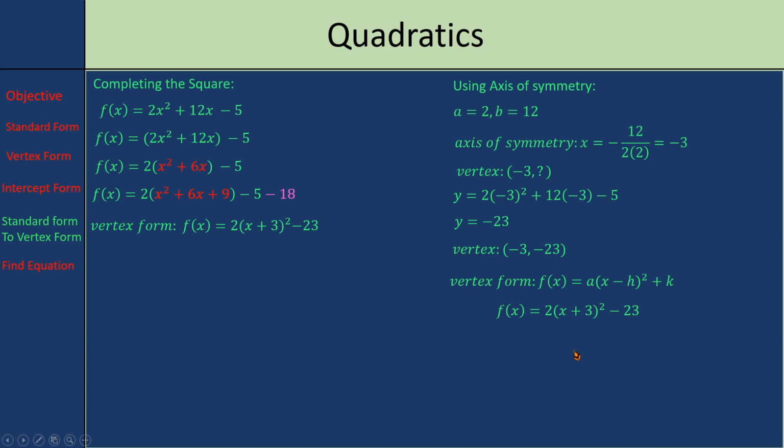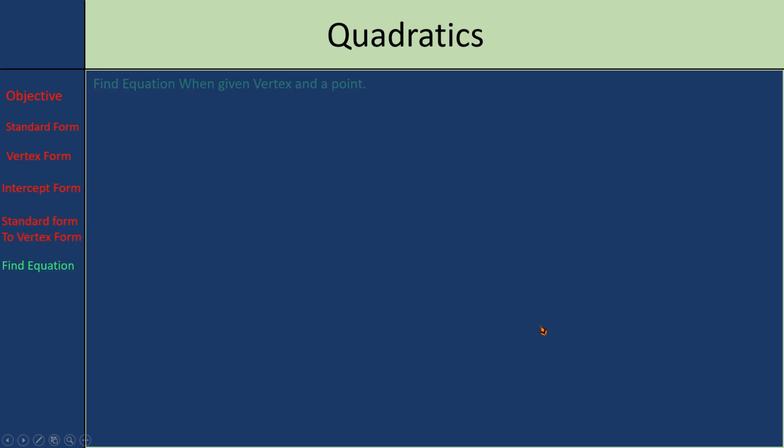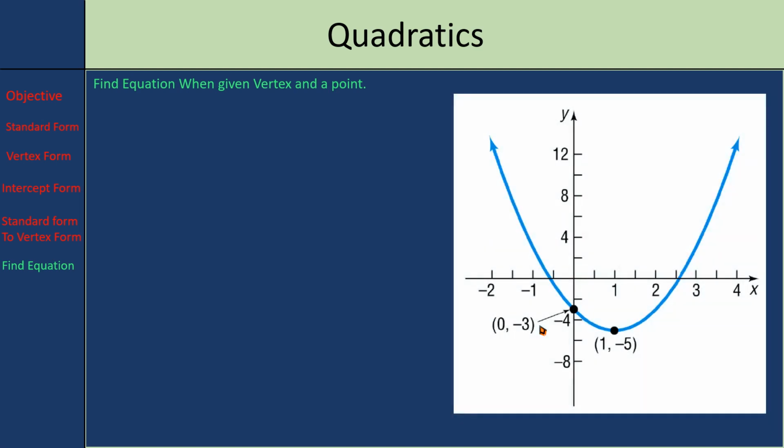All right, last thing we have to do is to find the equation when you're given a vertex and a point. So let's check out this graph here. They gave us a vertex and a point, so I know my vertex is 1, negative 5. So I put that into my vertex form, right? So x is 1, so I put x minus 1. y is negative 5, so I put that in here, minus 5 back here. But I need to find the a. That's why I need another point. If I don't have this point, I can't find it.